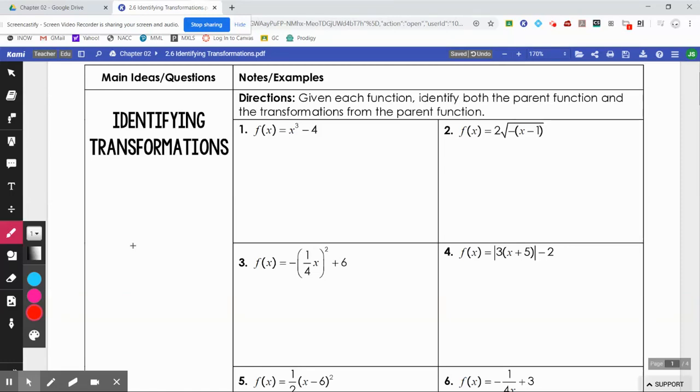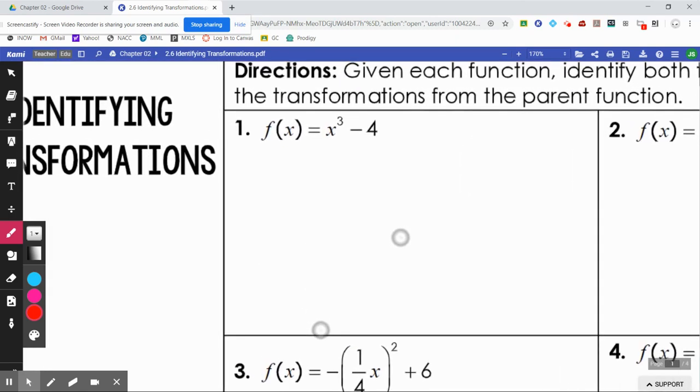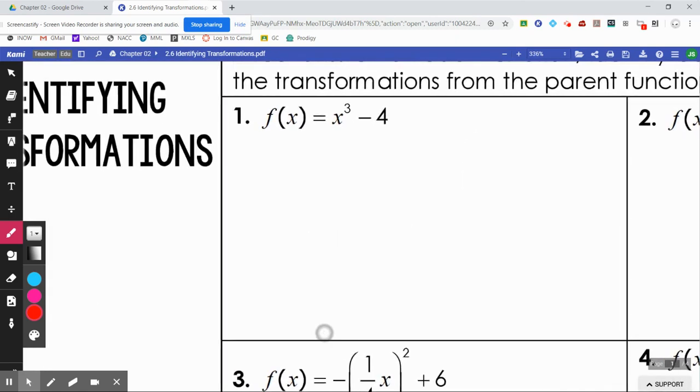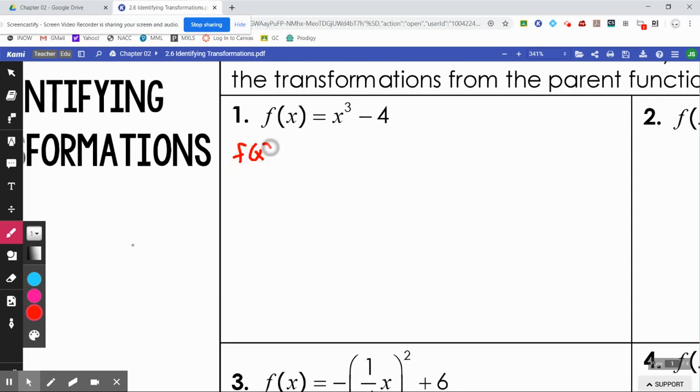Okay, in this video, we're actually going to apply and identify all of our transformations to make sure that we understood our reference sheet. So it says, given each function, identify both the parent function and the transformation from the parent function. So here, our parent function, if you take away all the multiplication, addition, subtraction, negatives, your parent function, f of x, is equal to just plain old x to the third power.